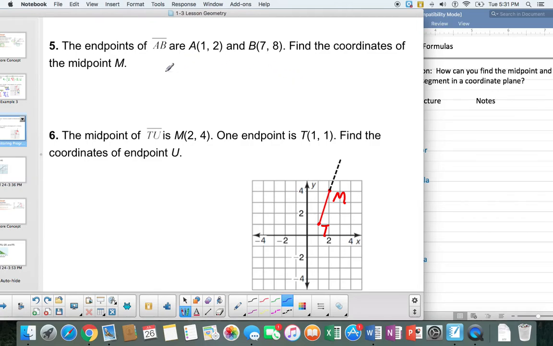Okay, so this particular answer, M, will be equal to 1 plus 7 divided by 2 and 2 plus 8 divided by 2. So the answer will be 4 comma 5.